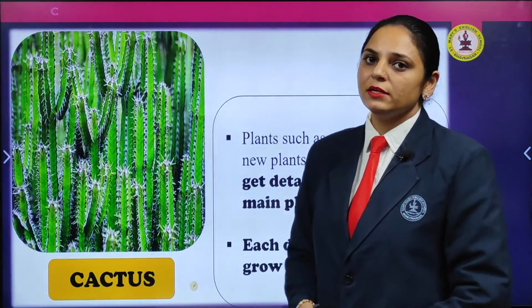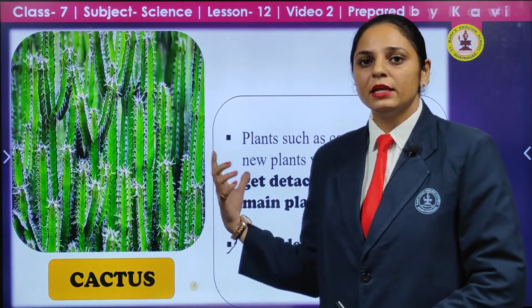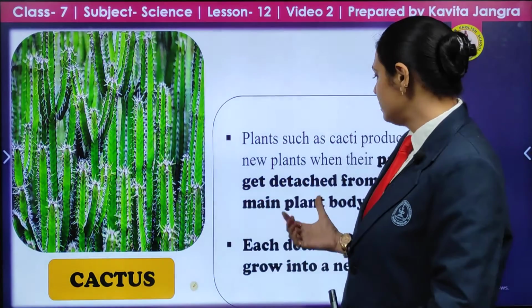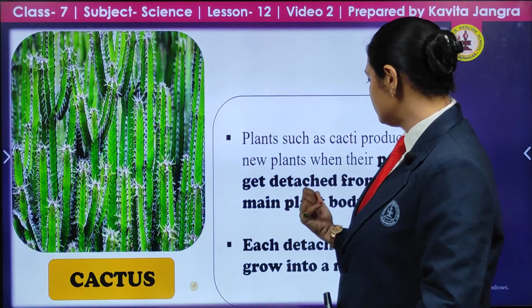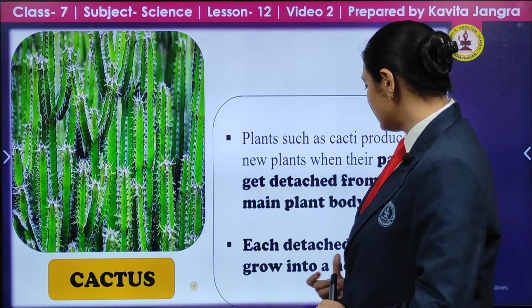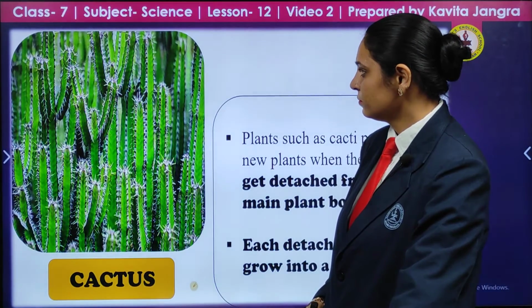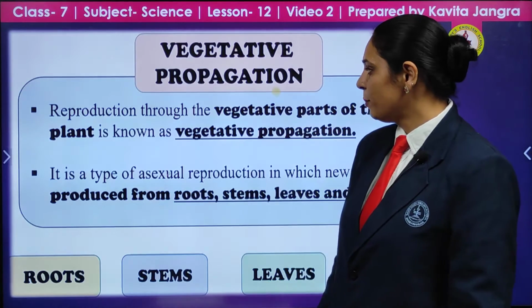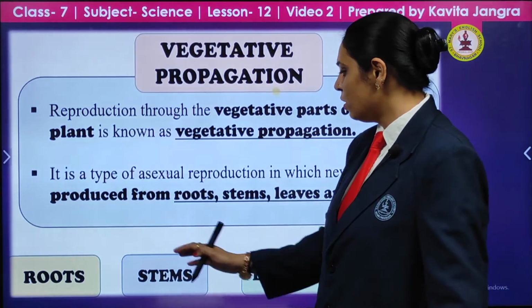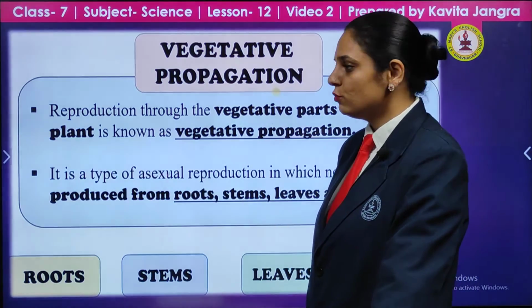In the case of cactus, its different parts, when they fall on the ground, have the property that they can give rise to the same cactus. Different parts can detach from the main plant body, and each detached part can grow into a new plant. Vegetative propagation, as we studied, is through roots, stem, leaves and the buds. That is the asexual mode of reproduction.